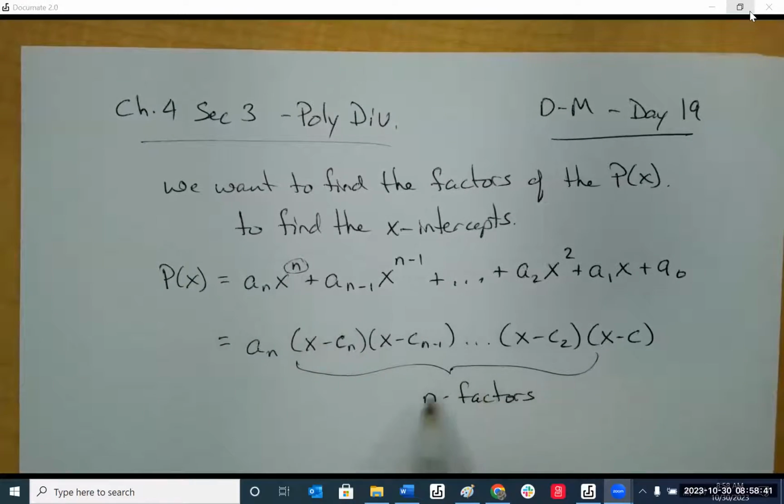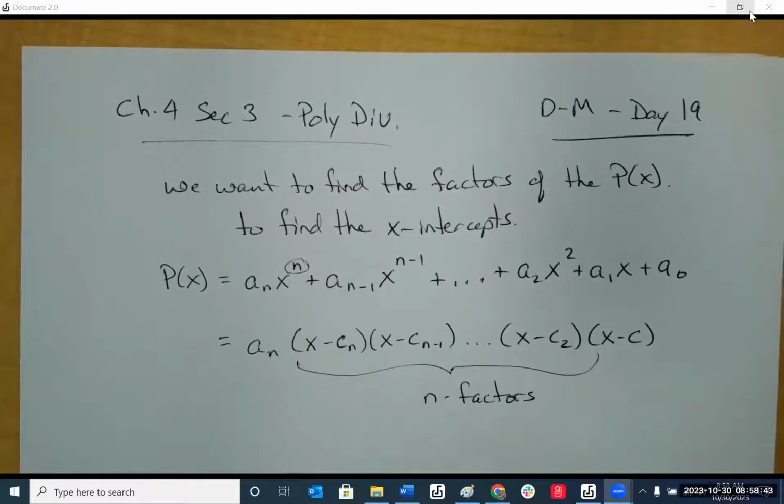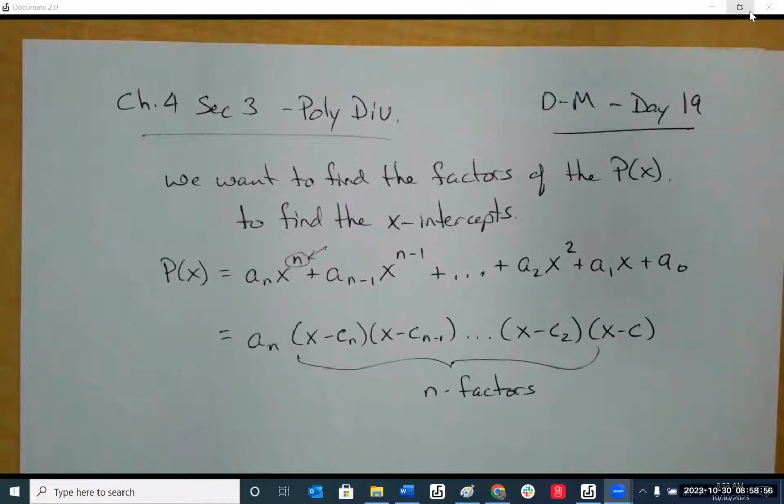A polynomial of degree n will have n factors. So again, the exponent tells us how many answers we're supposed to have, whether they're real, imaginary, or not. So the problem is we have to first find all these factors. So how do we find factors? There are a couple of ways.